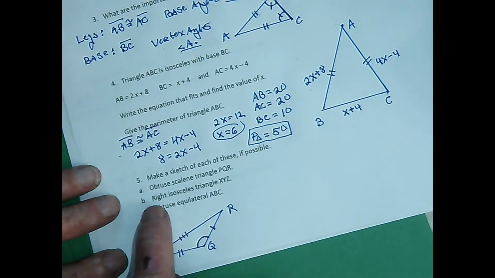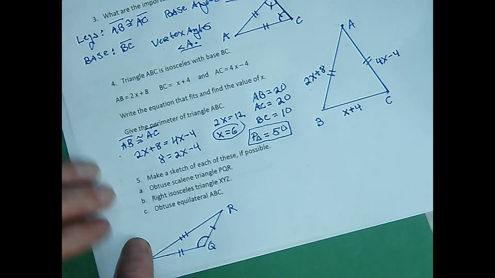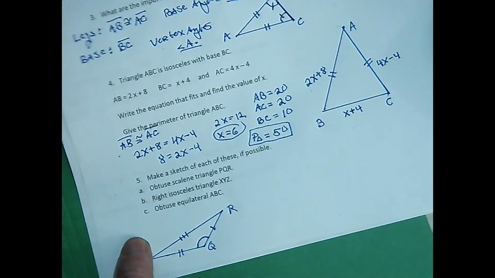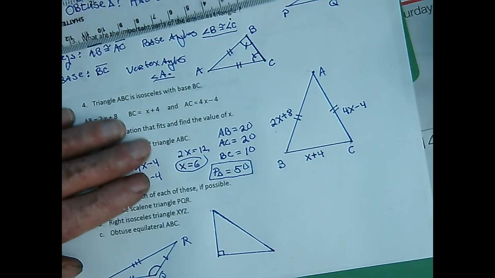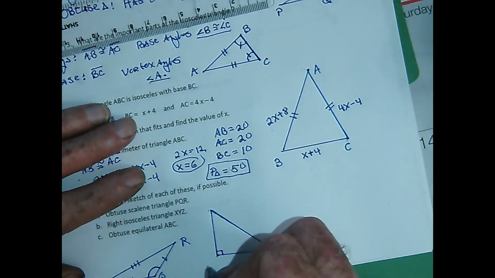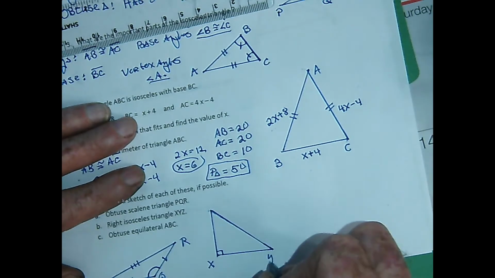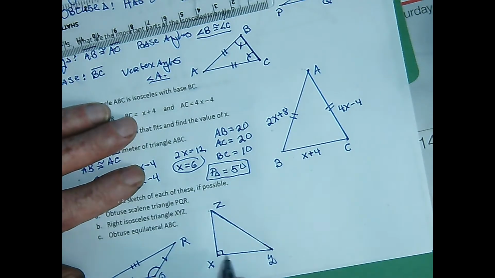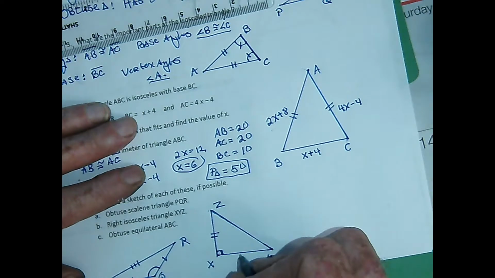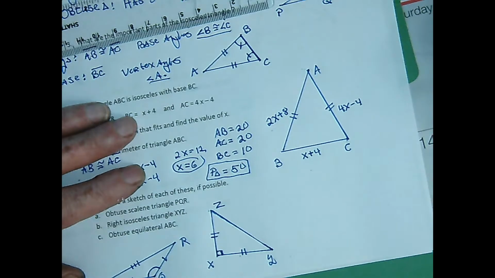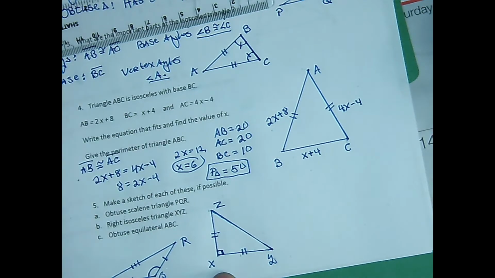How about a right isosceles triangle? Are those terms mutually exclusive? Can you have a triangle that's a right triangle and be isosceles at the same time? Yeah, let's think about that and make such a sketch. I meant to draw a right isosceles triangle XYZ. And if I declare this to be a right angle, and that ZX is in fact congruent with XY, then you'd have to agree that that's an isosceles right triangle.